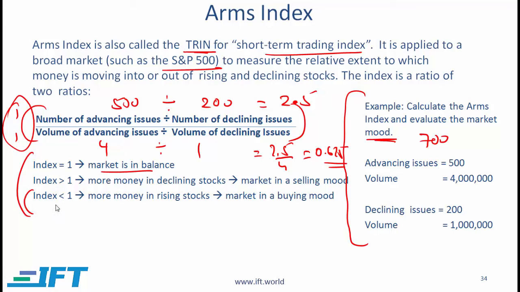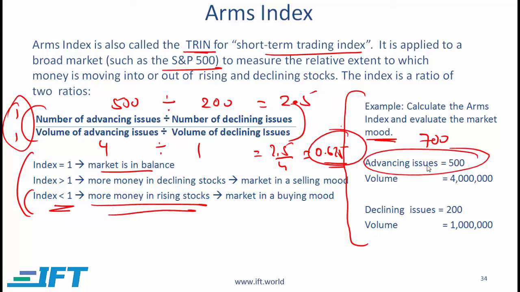If you have an index less than 1, which is what we calculated here, that means there is more money in rising stocks. And you saw that here. Advancing issues 500, volume is also very high. Clearly, there is more money going into advancing issues relative to declining issues. So the market is in a buying mode.